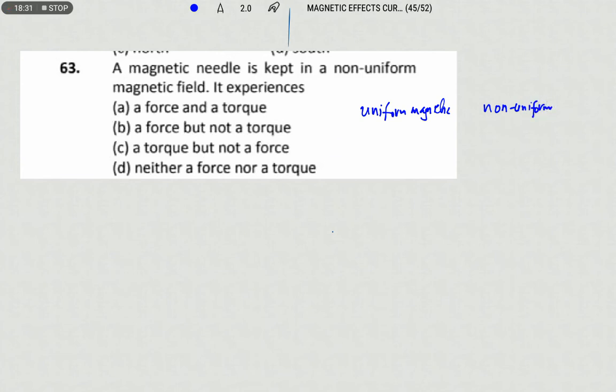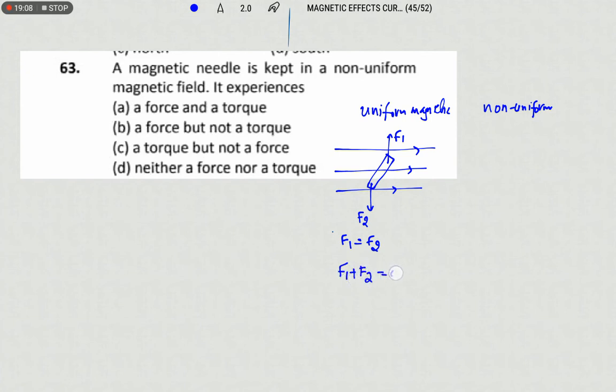When a magnetic needle or a magnet is placed in a uniform magnetic field, we know that two forces act on either pole of the magnet. The needle is also nothing but a small magnet. So F1 is equal to F2, but they act in opposite directions. Therefore the net force acting on it will be 0.